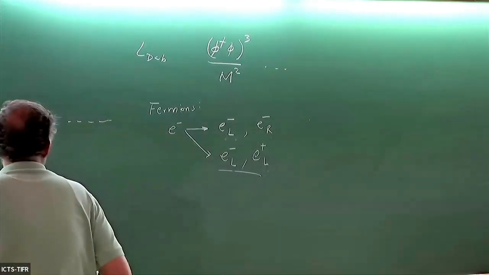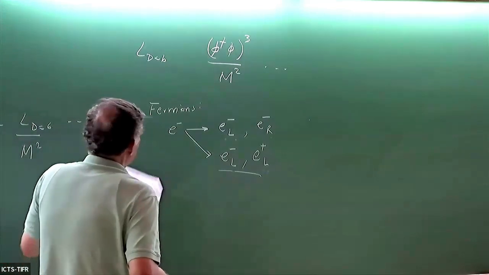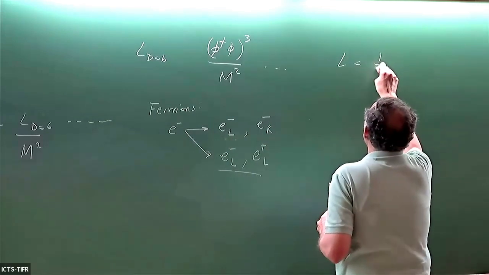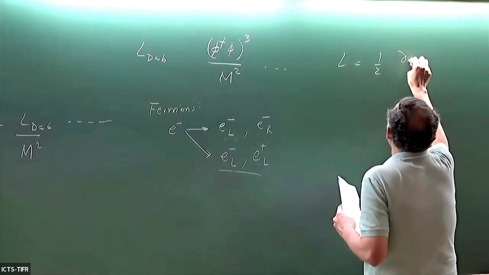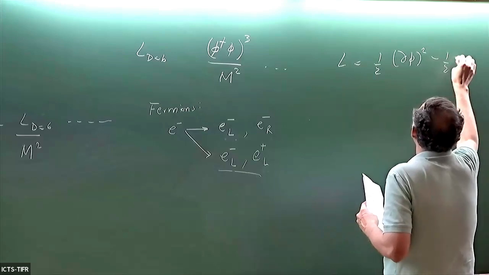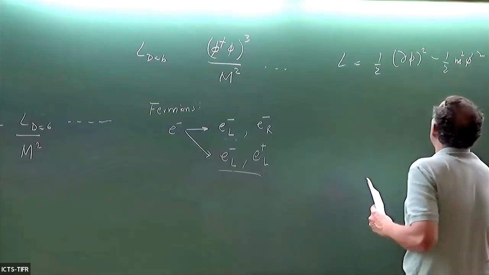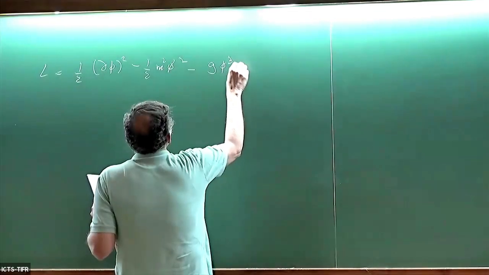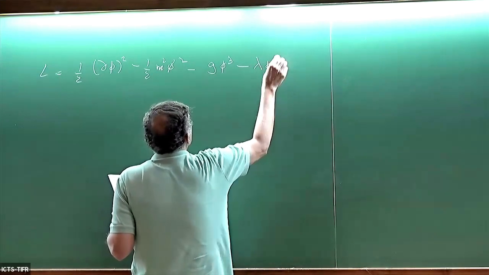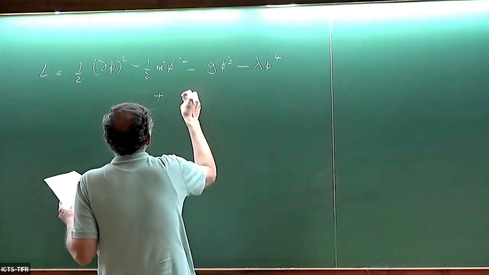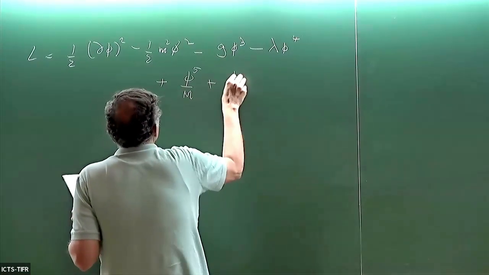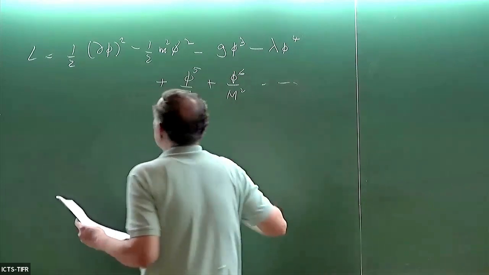Now, if I work with a scalar theory, I'm going to be sloppy about real and complex scalars and so on. You have some m squared phi squared term, and you could have a phi cubed coupling. You could have a phi fourth coupling, and then there's some new physics scale. So in principle, you could have phi fifth over M, phi sixth over M squared, and so on.